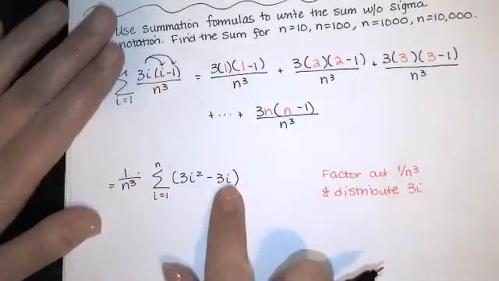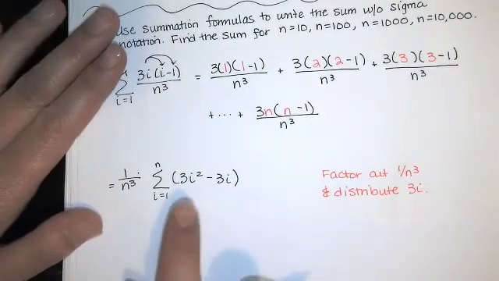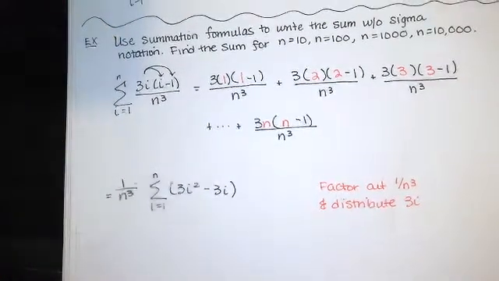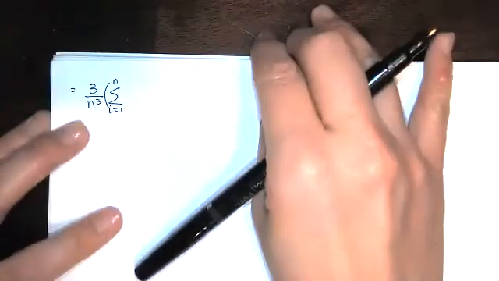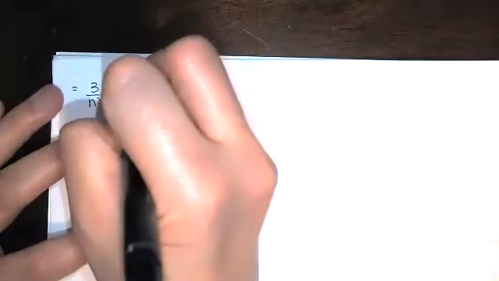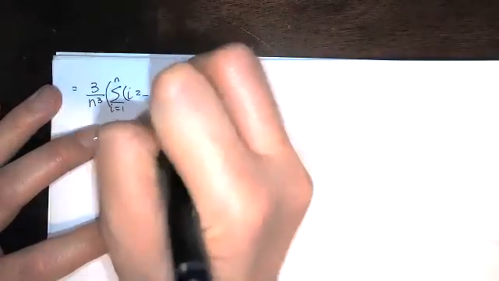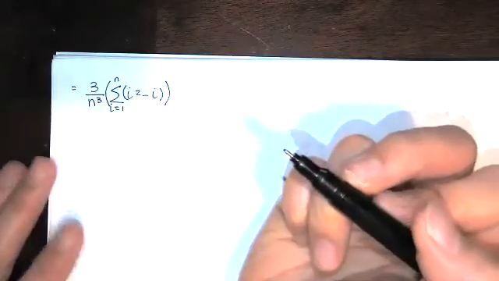And actually I think I want to take the 3 out as well, because 3 is a constant. So we can factor the 3 out of the summation. So I've got 3 over n cubed. And now I've got an i squared minus i in this summation.